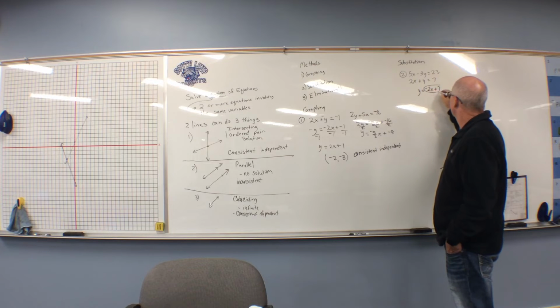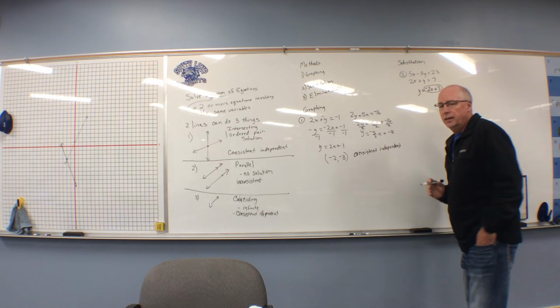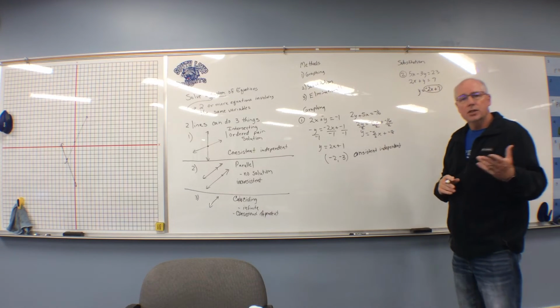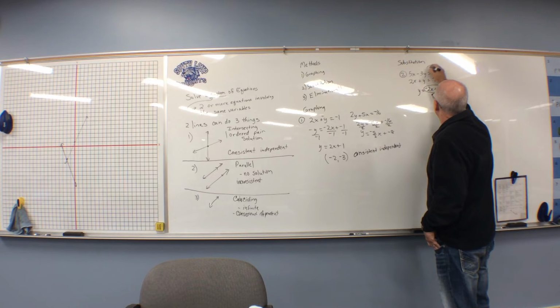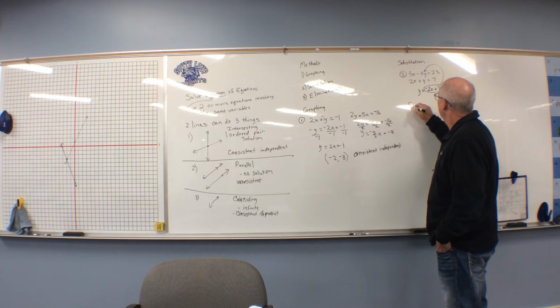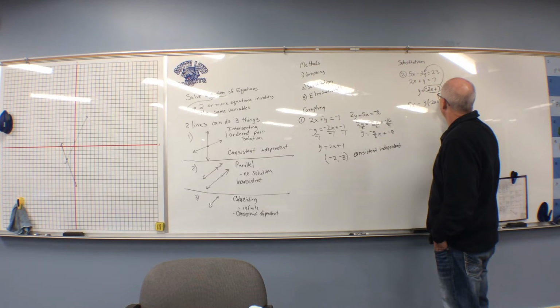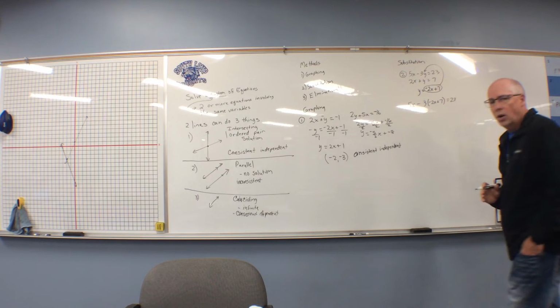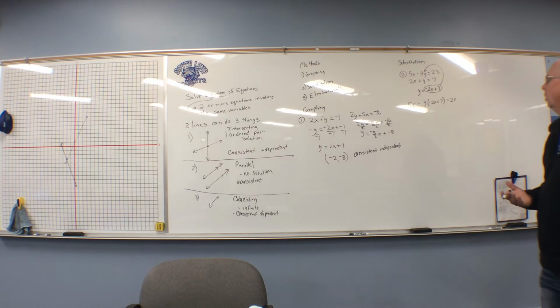So now what I'm going to do is I'm going to circle this, and I'm going to put it in for the y on the first equation. So I put it in right here, okay? And I just substitute in. So I have 5x minus 3 times negative 2x plus 7 equals 23. So you'll notice that I no longer have any y's, and that was my goal.